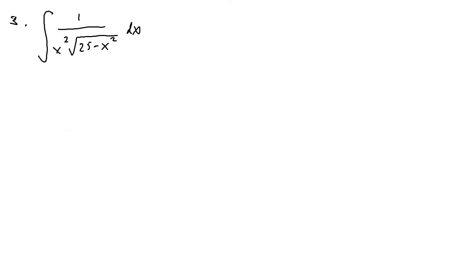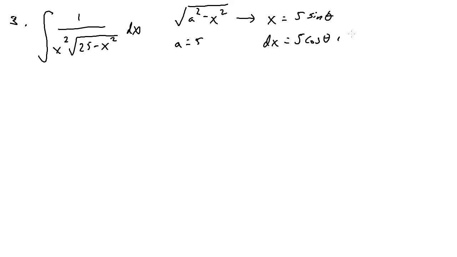So now for number 3, we have 1 over x squared times the square root of 25 minus x squared dx. So now we're in the form of the square root of a squared minus x squared. And so if a squared is 25, that means a equals 5, which means the substitution we have to use in this case is x equals a sine of theta, or in other words, 5 sine theta. So if x is 5 sine theta, dx is going to equal 5 cosine theta d theta.